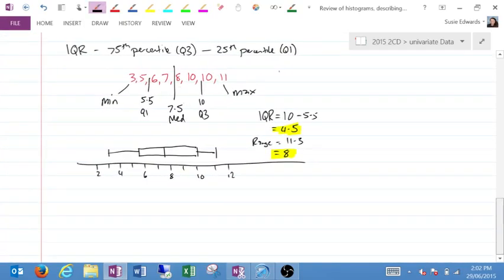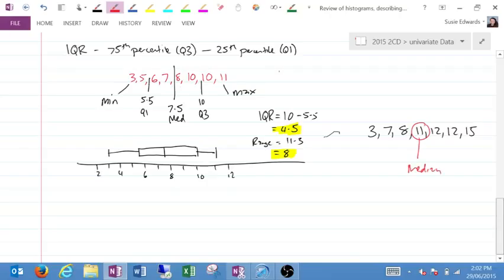If we have a set of numbers like this, this one's a bit different to the last one because that one had an even set. This one has an odd set of numbers. So what's our median? It's just 11, because that's the median number.